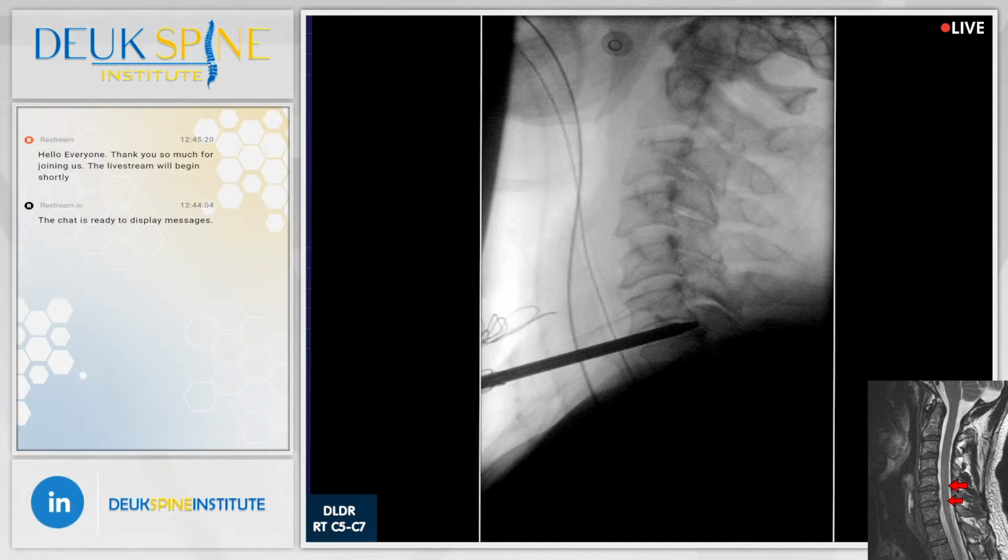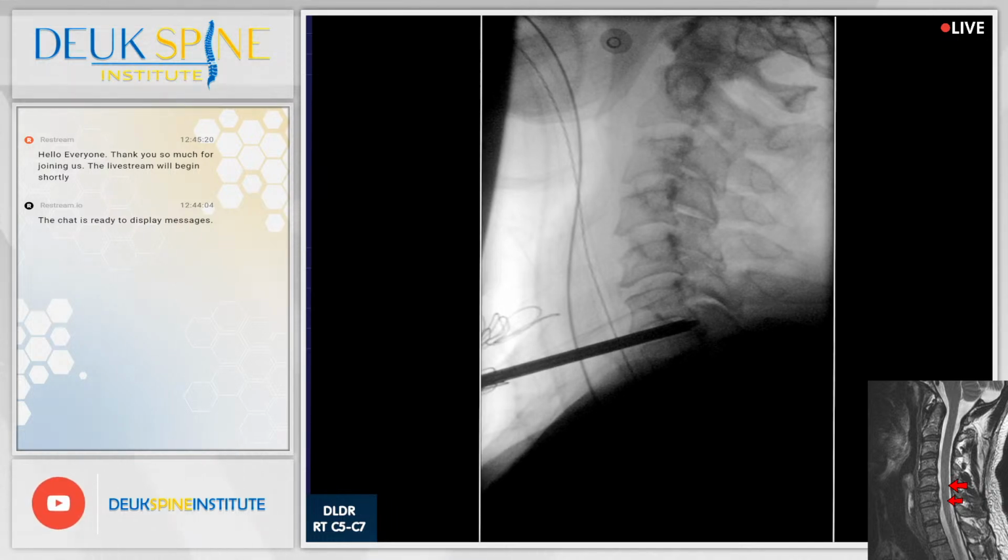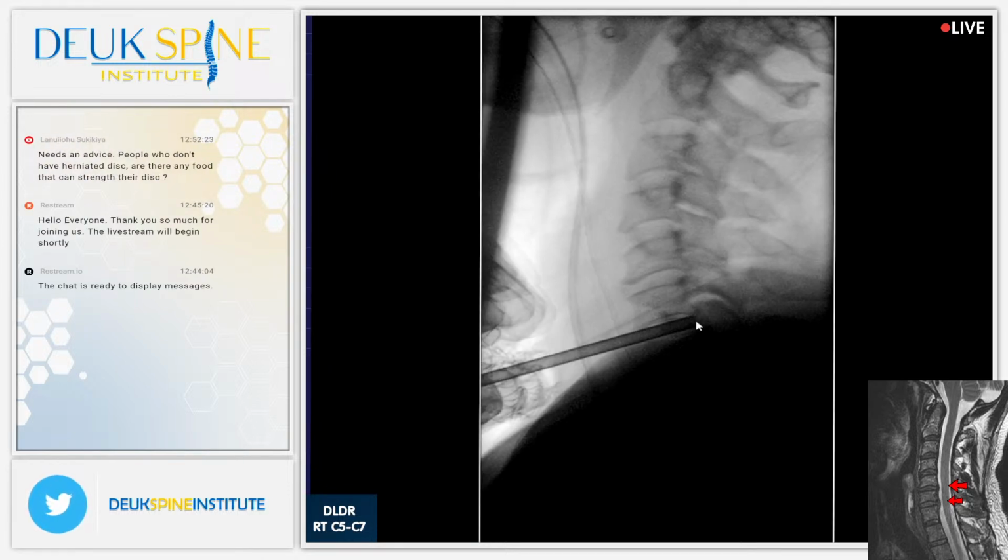We're just going nice and slow, 1 millimeter at a time. No rush. We're now at the back of the disc at 6-7, and we can actually do the laser disc repair now. Okay, show us the back of the disc, show us the tip of the tube at the back of the disc. Perfect.